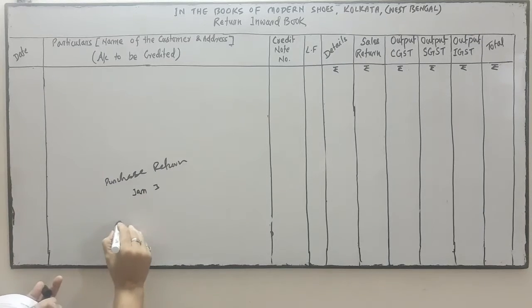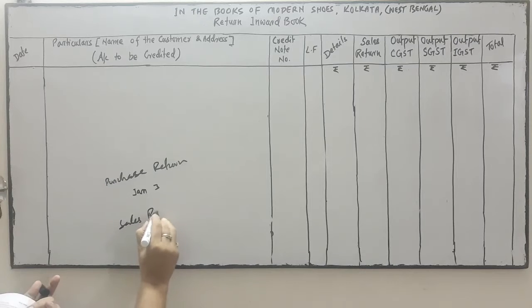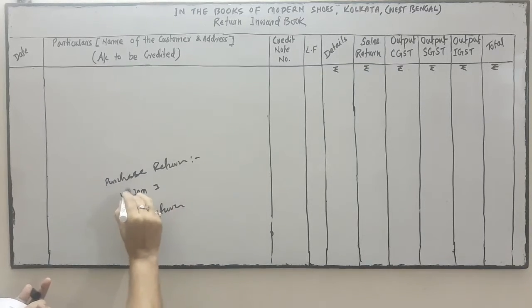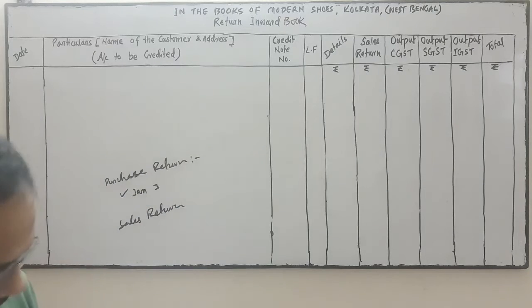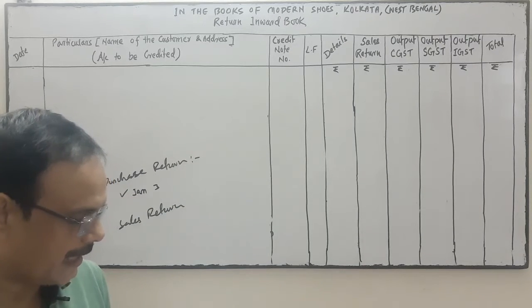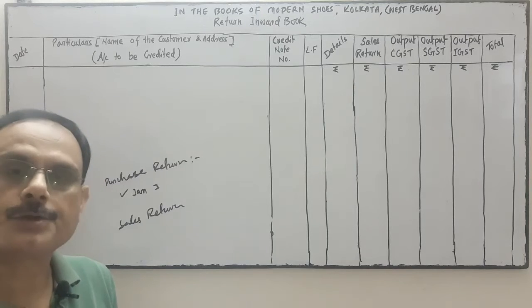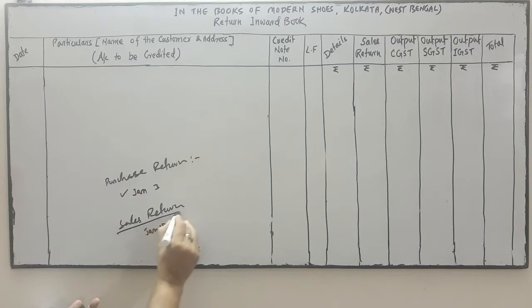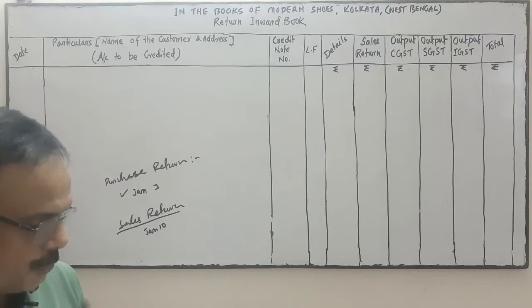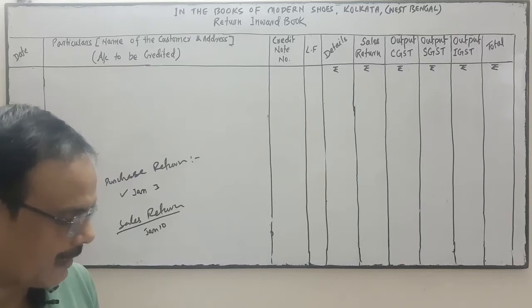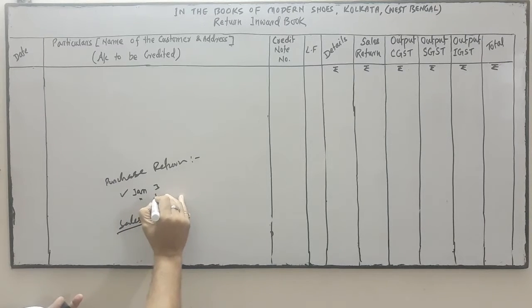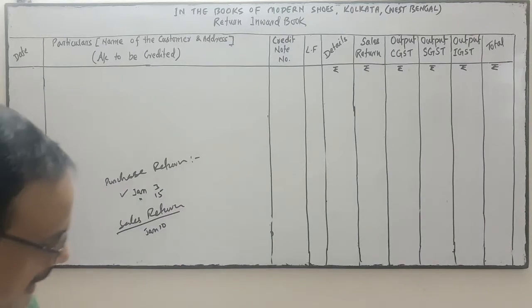Now we'll see which transaction will be recorded where. So January 3rd transaction will be recorded in purchase return. Next is Guru Nanak and Company Kolkata return to us. It's a sales return. So January 10 transaction will be recorded in the sales return book. Next is return to Baluja Shoes Kolkata. Return to means purchase return. January 15 will be recorded in the purchase return.